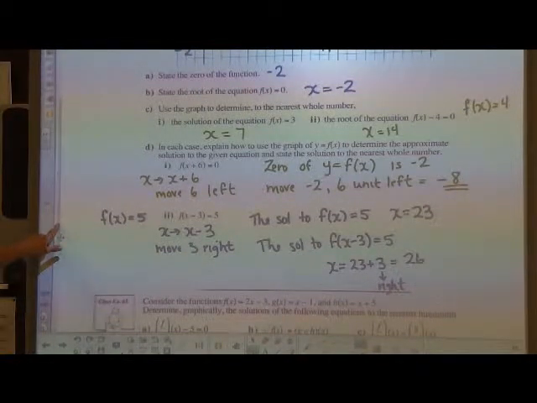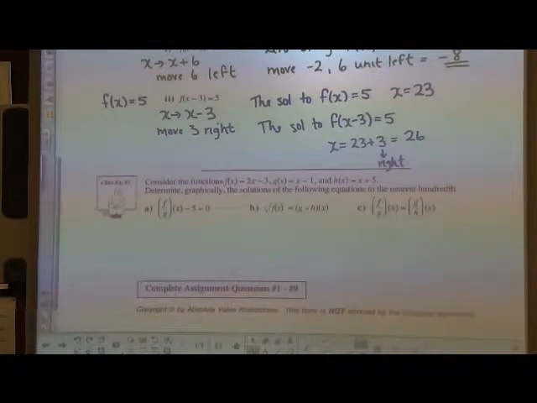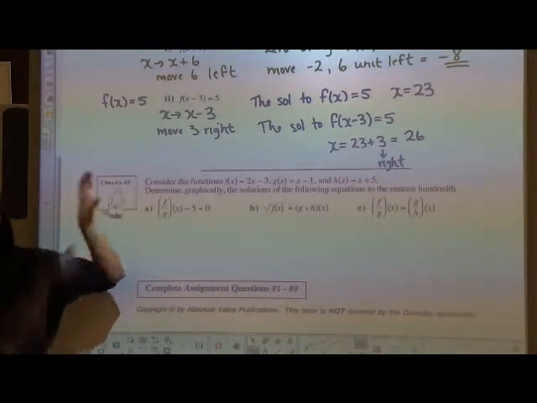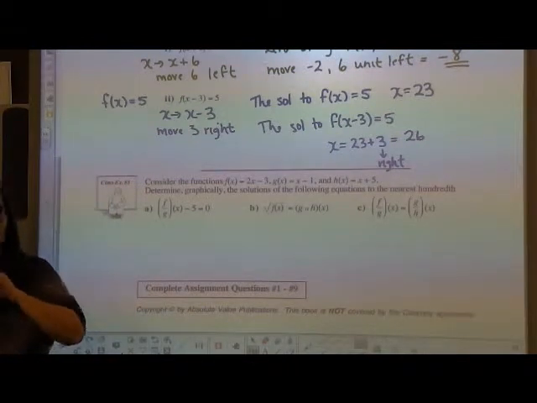Okay. The last example says, consider the following functions. I have f of x, which equals 2x minus 3. I have g of x, which equals x minus 1. And I have h of x, which equals x plus 5. It says, determine graphically the solution of the following equations to the nearest hundredth. So I have to set up these equations. What I have in this case is f divided by g of x minus 5 equals 0.